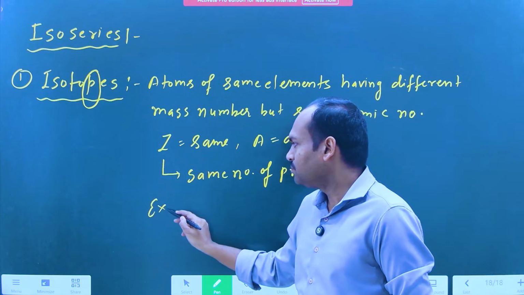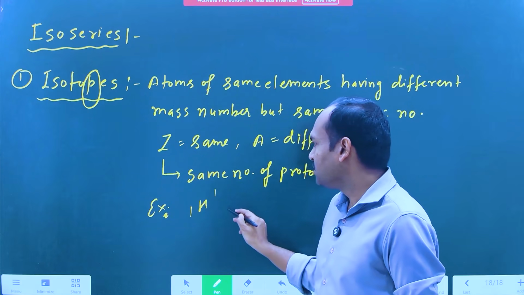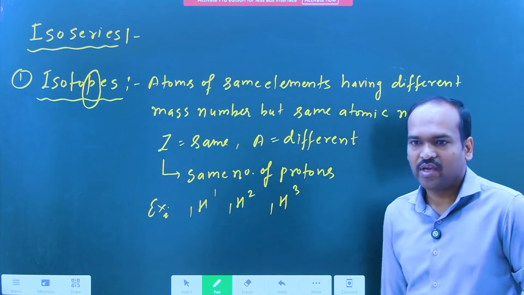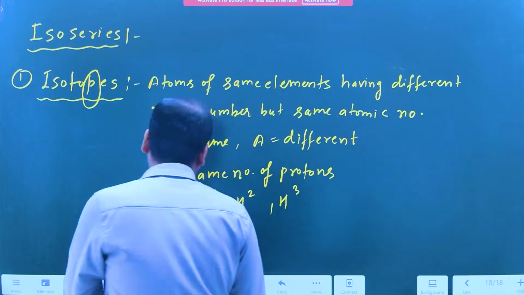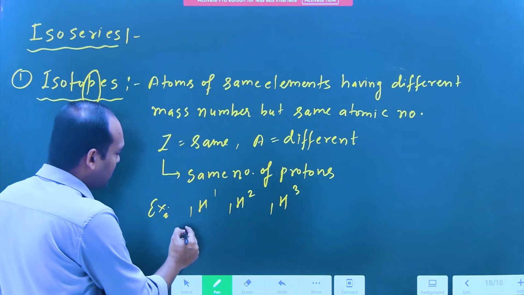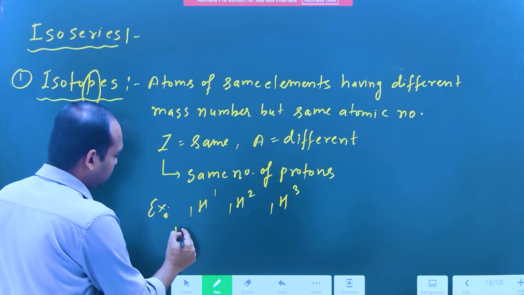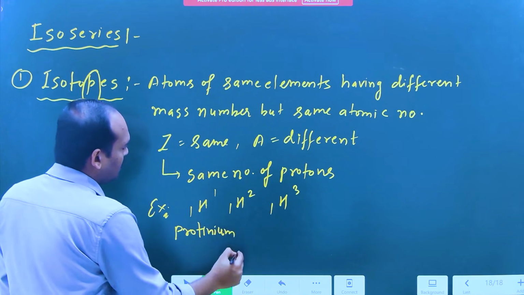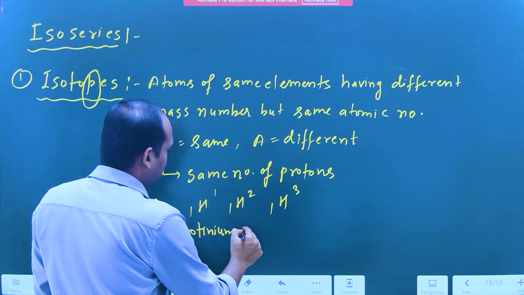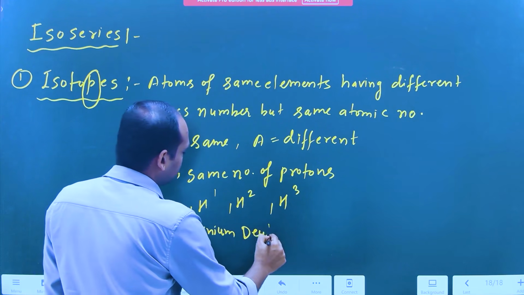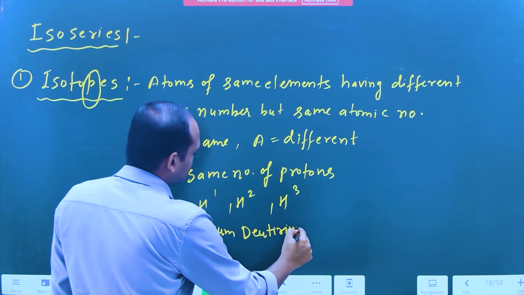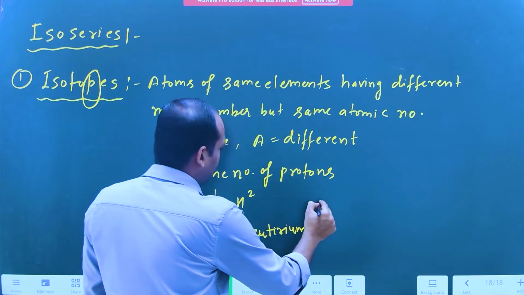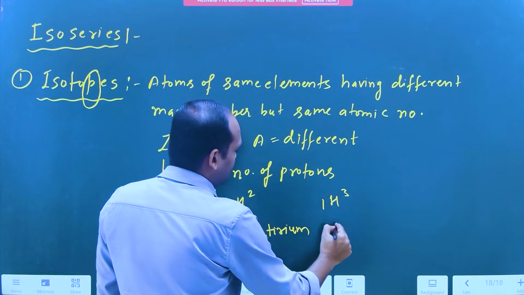Example: 1H1, 1H2, 1H3. 1H1 is the ordinary hydrogen, which is known as protium. 1H2 is heavy hydrogen, known as deuterium. And the last is 1H3, which is tritium.